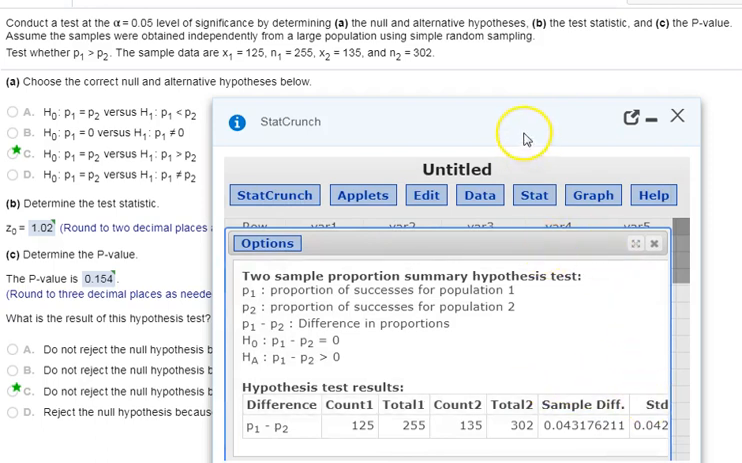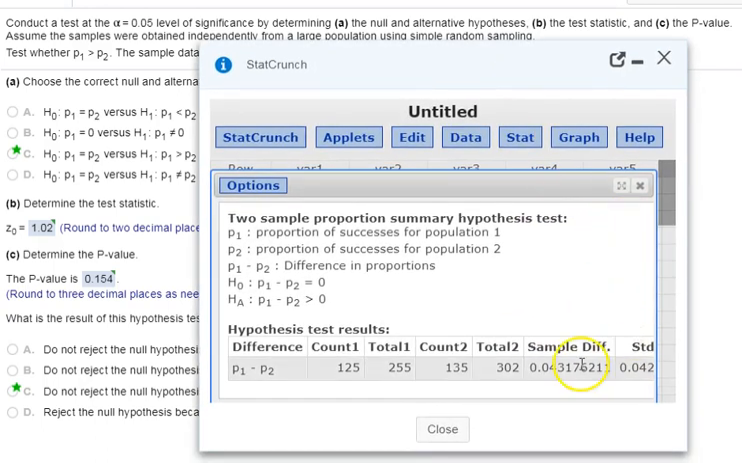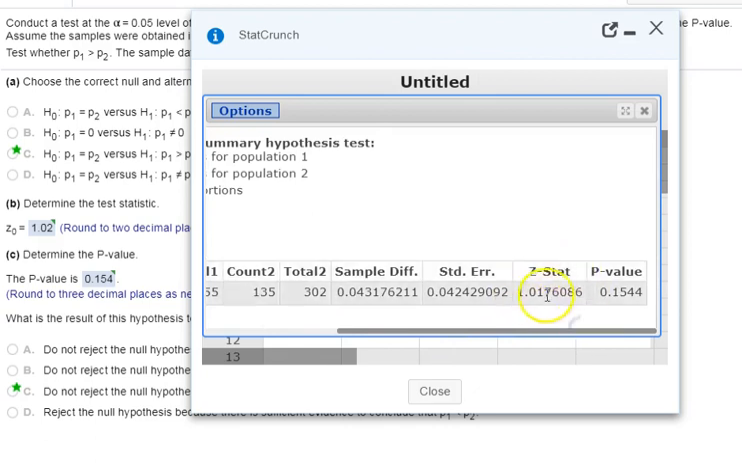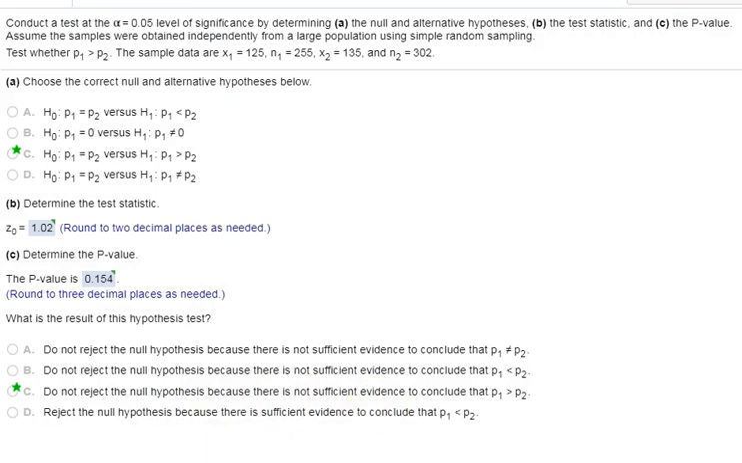And we get all of our information back here. And get down here so we can scroll over and you'll see our z-test statistic and our p-value. And just like with previous hypothesis testing, if the p-value is smaller than our significance level, we will reject the null. But since this value is larger than our alpha, we do not reject the null hypothesis.